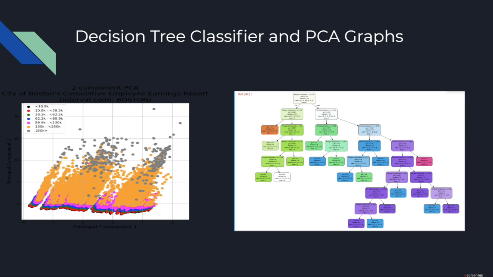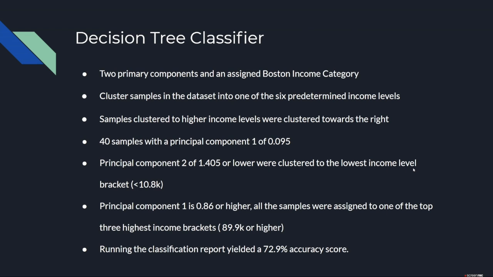Based on the results on the decision tree graph visually, it is very clear that samples assigned to lower income levels were clustered towards the left-hand side of the graph, while samples clustered to higher income levels were clustered towards the right. Notably, all 40 samples with a principal component 1 of 0.095 or lower and a principal component 2 of 1.405 or lower were clustered to the lowest income bracket, which was less than 10K.